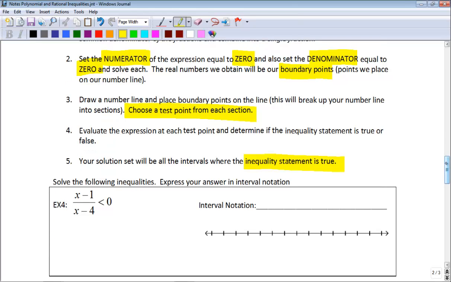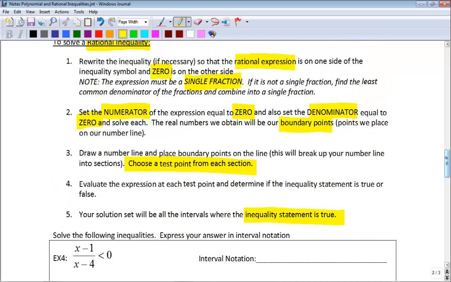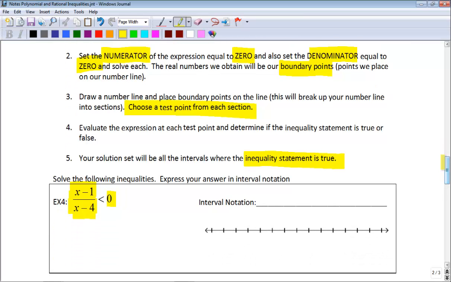My very first example, example 4, is x minus 1 over x minus 4 is less than 0. Step 1 says to rewrite it so you have something alone on one side as a single fraction, 0 on the other side. Well, that's already done, so I don't need to do it. Step 2 says set that denominator and numerator equal to 0. Here's my numerator, x minus 1. I set that equal to 0 and I solve for x, and I get x is equal to 1. My denominator is x minus 4. I set that equal to 0 and I get x equal 4.